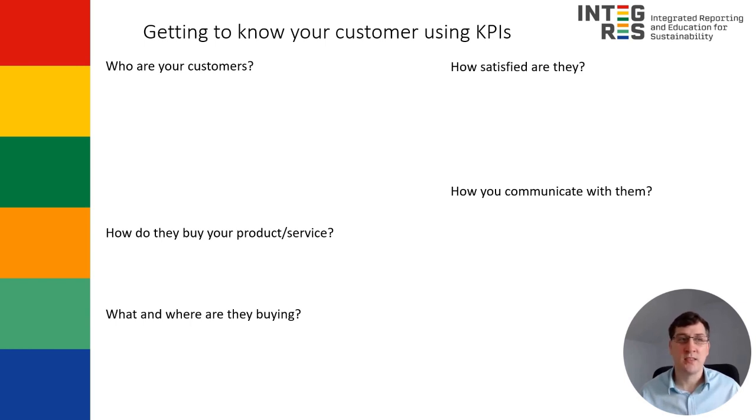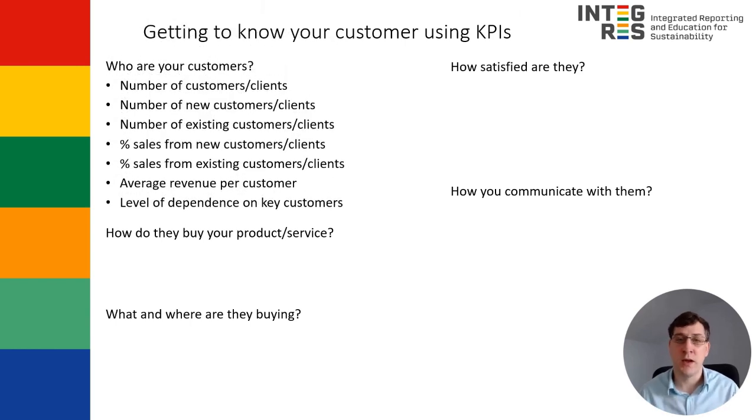It will help us answer questions such as who are they? So we can look at the absolute amount or number of customers, and then we can subdivide this into different categories. We could categorize them as new customers and existing customers and see the percentage of sales that come from each group. This will give us a better insight into who our customers are. Are they recurring customers or one-off customers? We can look at the average revenue per customer and the level of dependence on key customers.